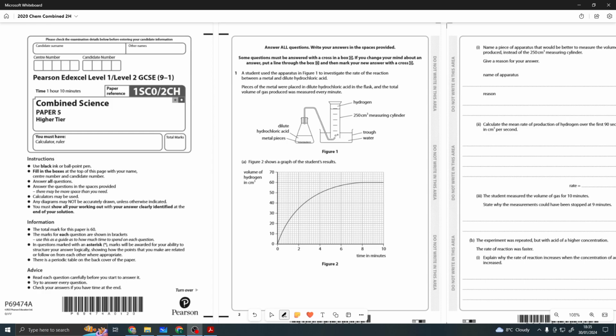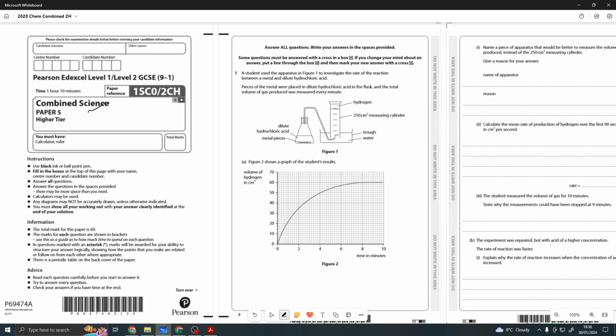So, we're looking at higher tier combined science paper 5, which is the second of the two higher tier chemistry papers. Now, it says the student used the apparatus in figure 1 to investigate the rate of reaction between a metal and dilute hydrochloric acid. Now, this picture tells you lots of information about it, such as it makes hydrogen. We've got a 250 centimetre cube measuring cylinder here, a trough with water, and obviously our metal pieces and hydrochloric acid. We've also got a graph showing the rate of reaction.